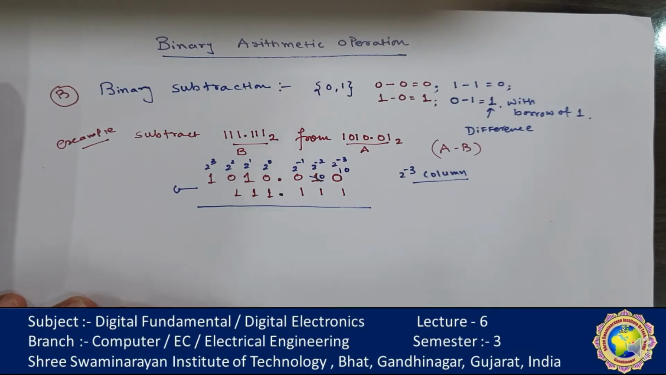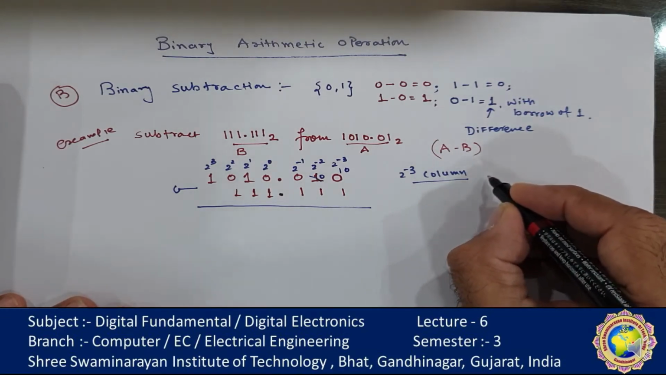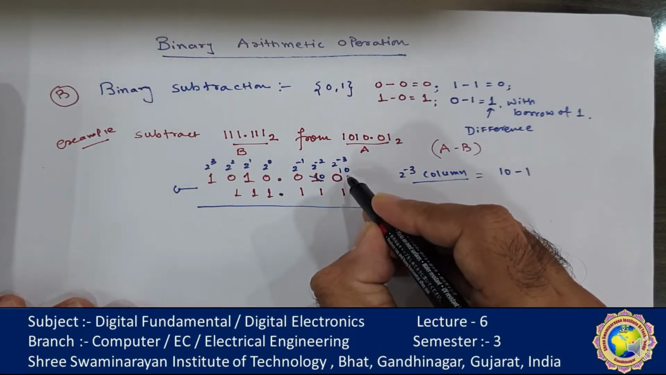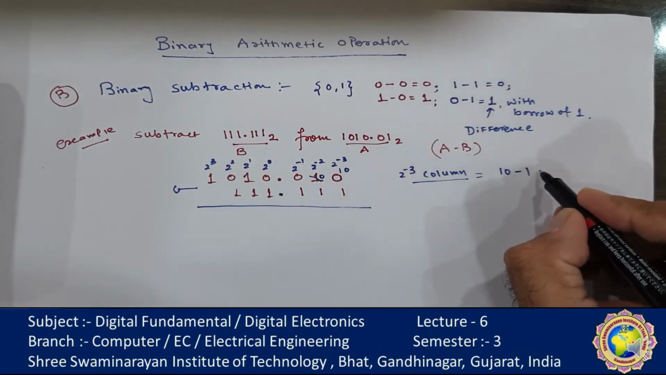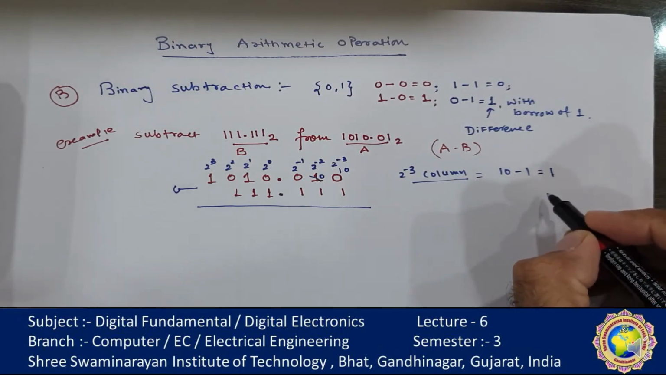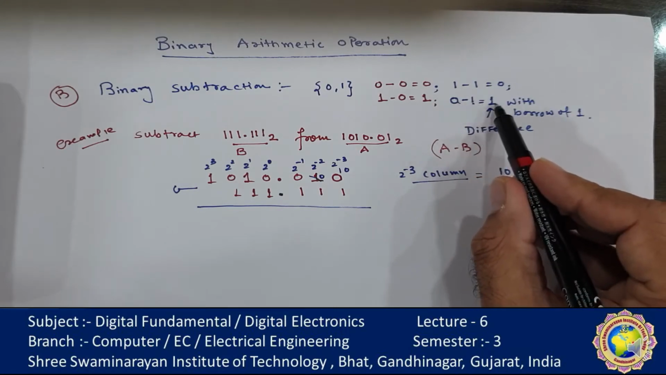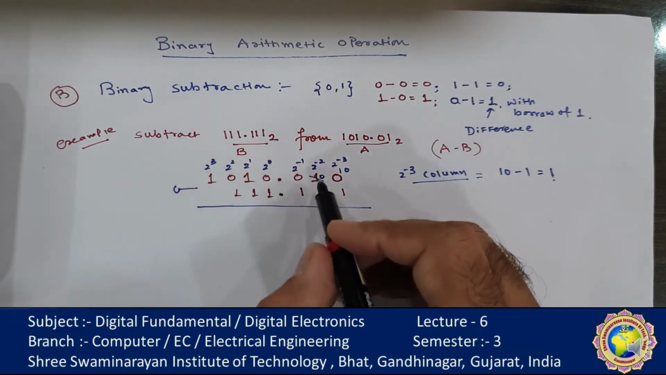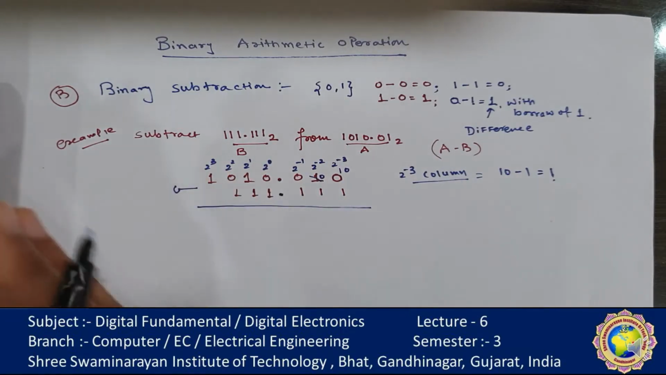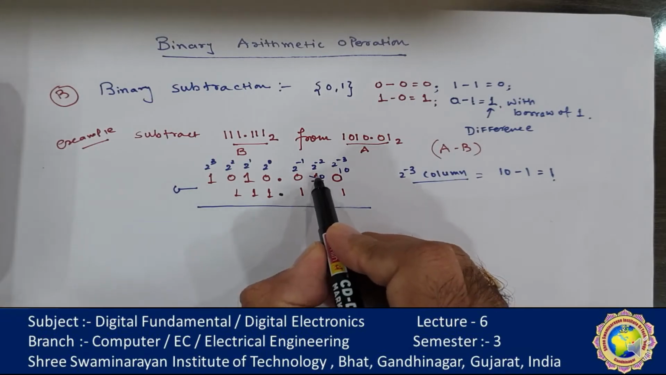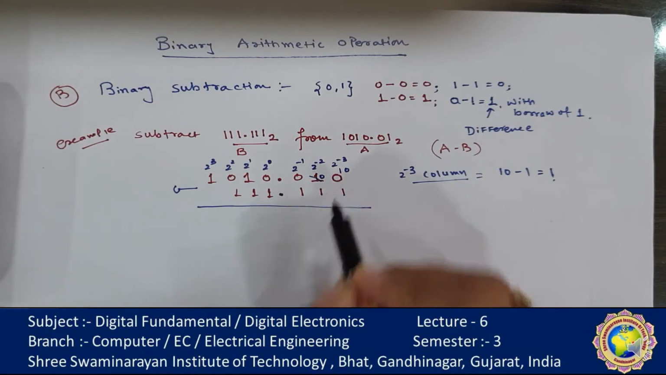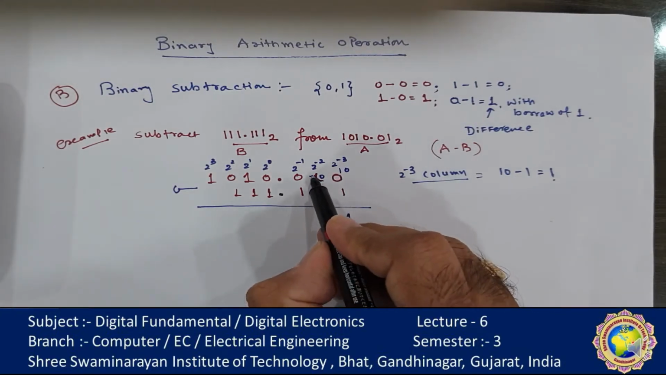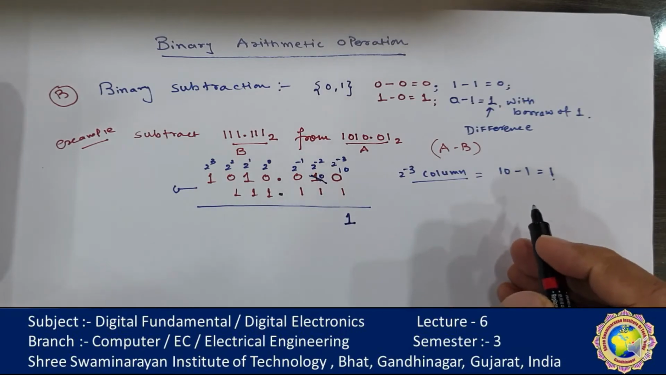Therefore, the 2 raised to minus 3 column is 10 minus 1, this one I am talking about, this 2 raised to minus 3 column. So 10 minus 1 is equal to 1. Just 0 minus 1, 1 is the answer, and borrow from the other. Borrow means whatever the first 1 towards the left hand side is converted into 0 and this will become 10. So here the difference is 1 and 1 borrow is taken. So now this bit will become 0.